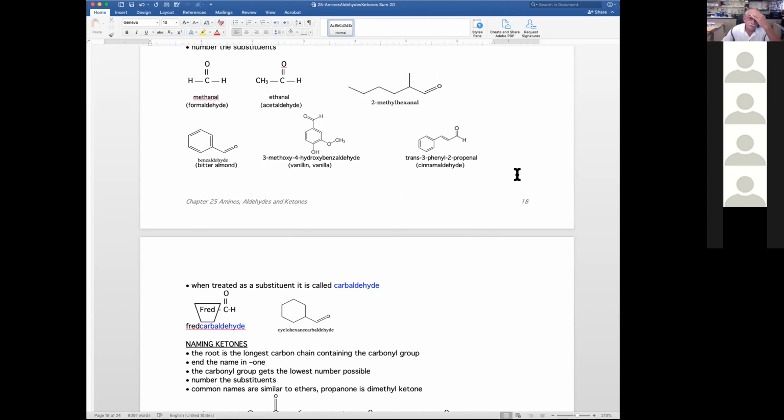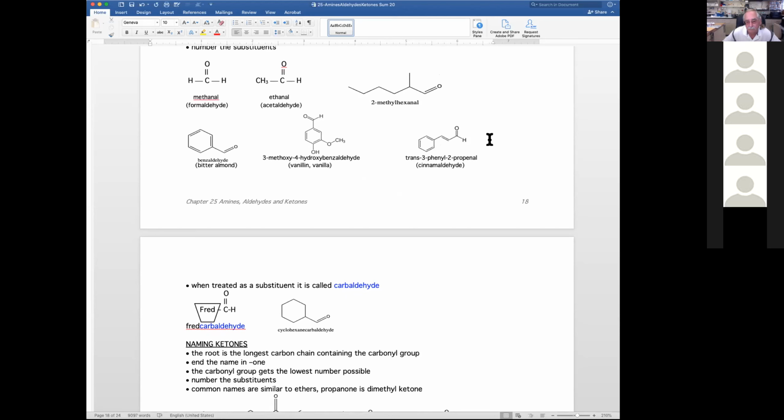So notice that the name of this compound, the predominant functional group on here, in other words, the most oxidized carbon, is the aldehyde. So we name it as an aldehyde. We're not naming it as a benzene. We're not naming it as an alkene. We're naming it as an aldehyde. Okay.